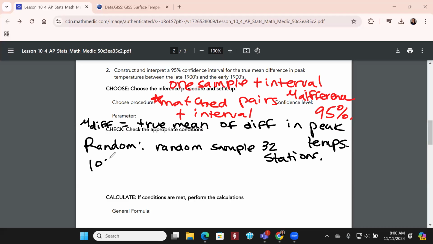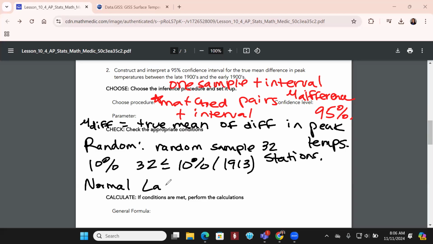For your 10% condition, you've got 32, which is less than 10% of however many stations there were, which was 1,913. Pull that number from the website. I'm gonna just trust you. All right, and the last one is normal or large samples. So is 32 bigger than or equal to 30? Yes, because of the CLT. So we can be approximately normal. Thank God.